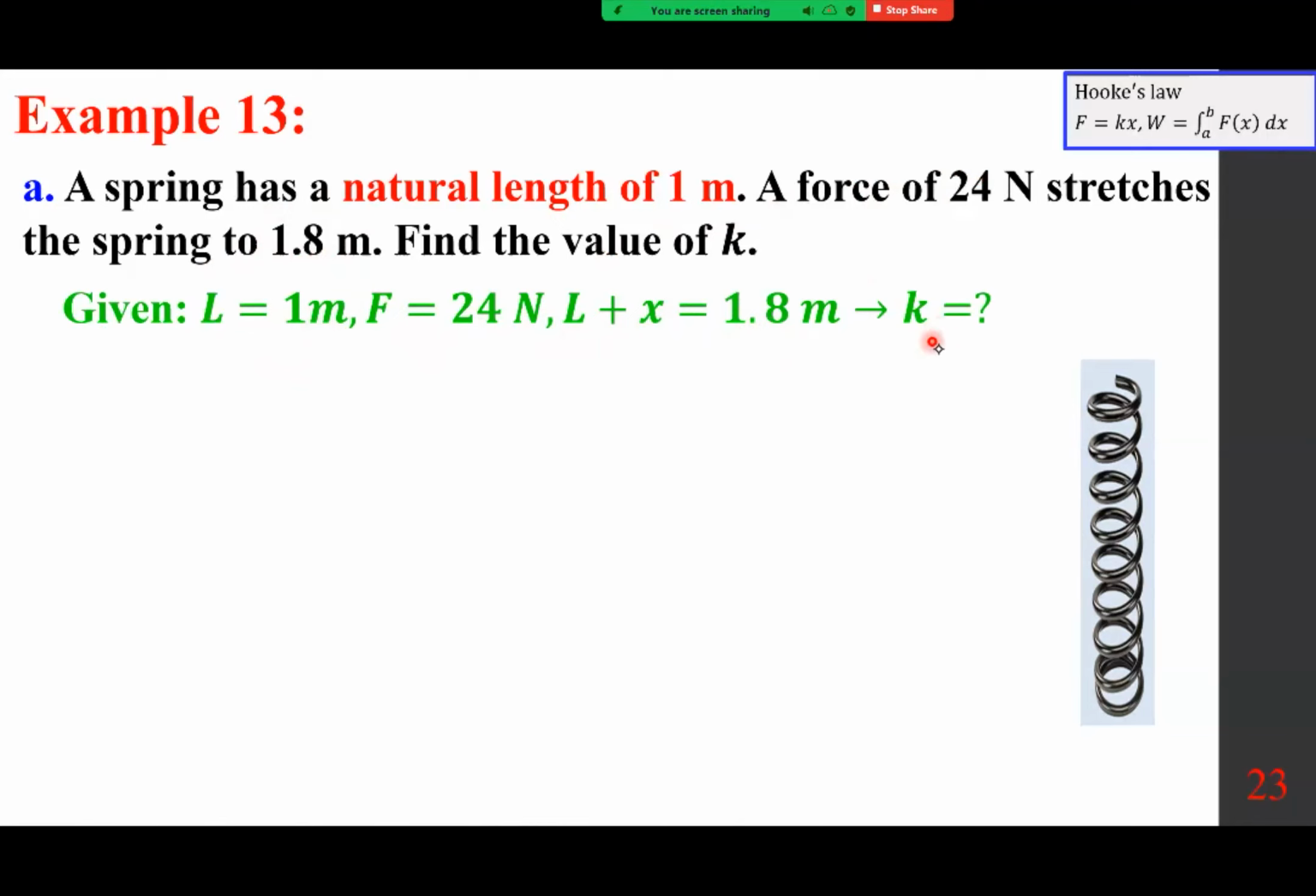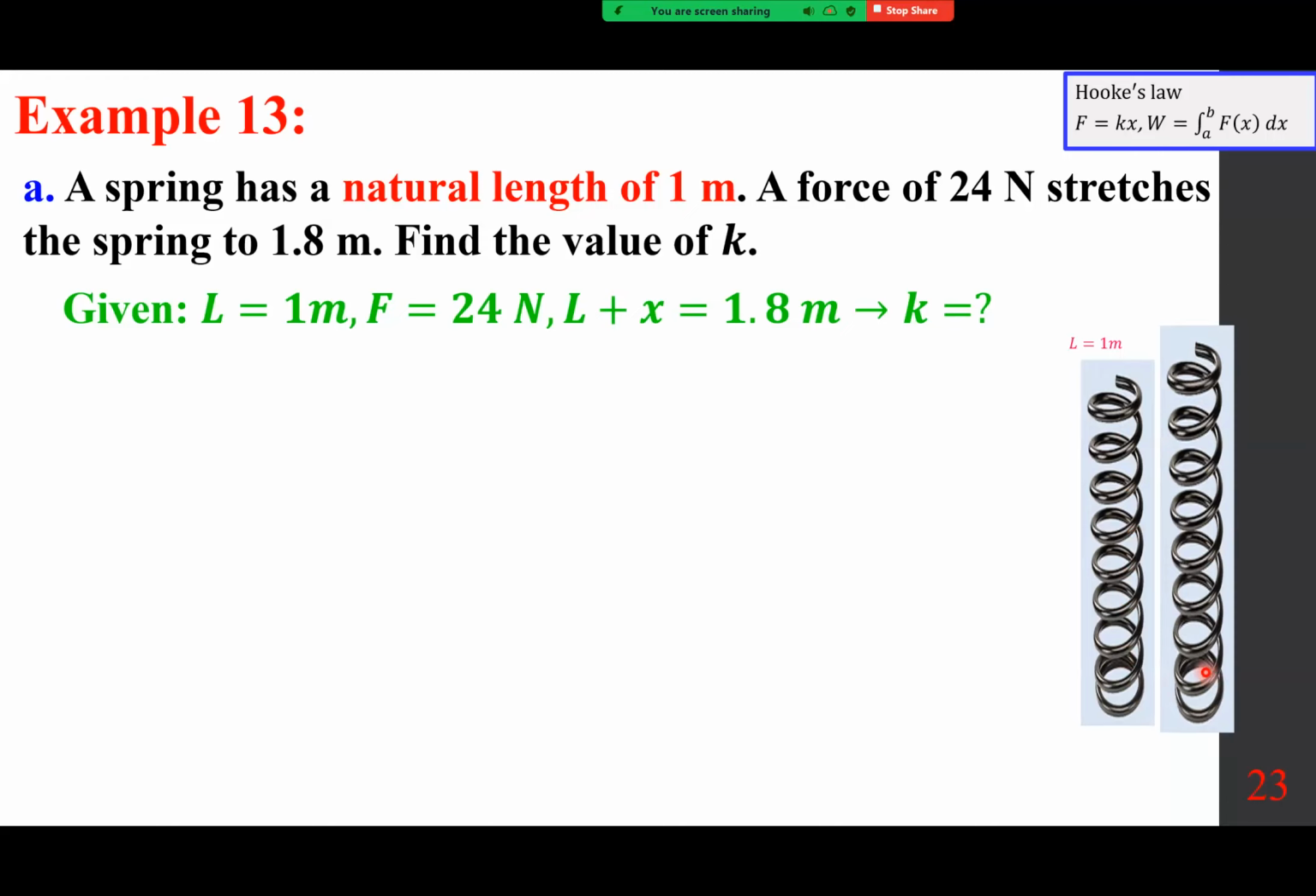We want to find the K. So you can think about it this way. L, the natural length without any force, is 1 meter. When we exert the force of 24 Newtons, 1 plus X becomes 1.8 meters.